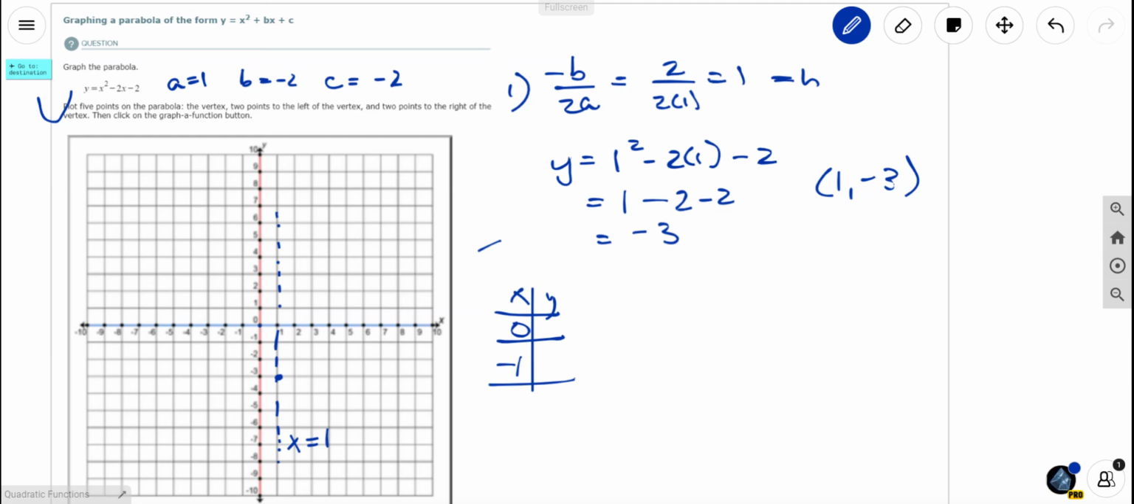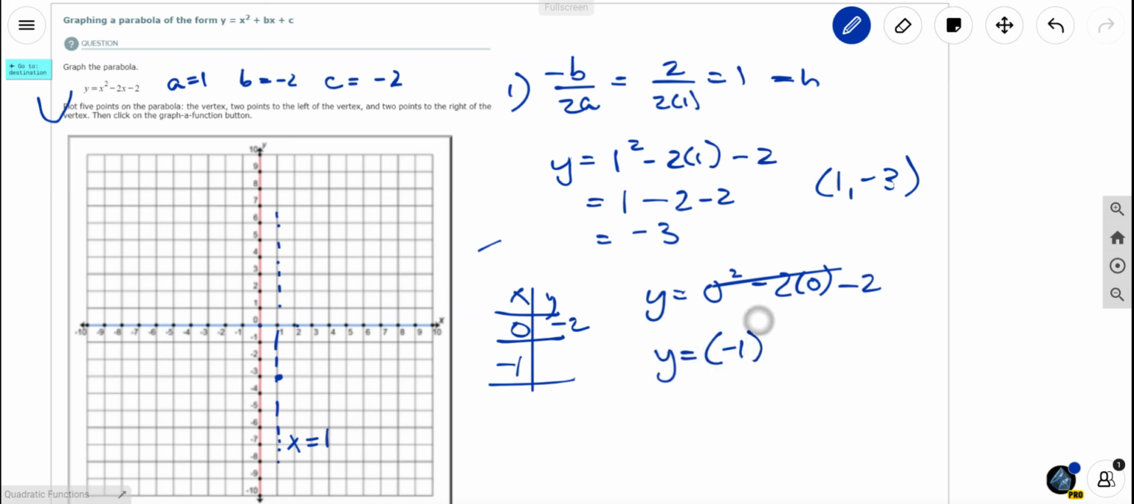You always want to go in the same direction, because if you pick 0 and 2, they're going to have the same value. So then you'll have to pick negative 1 or something. All right, let's plug it in. y equals 0 squared minus 2 times 0 minus 2. These cancel out, and you just get negative 2. That's why I love 0.